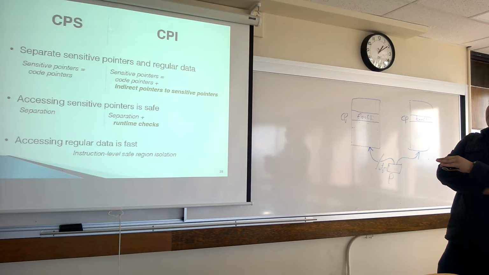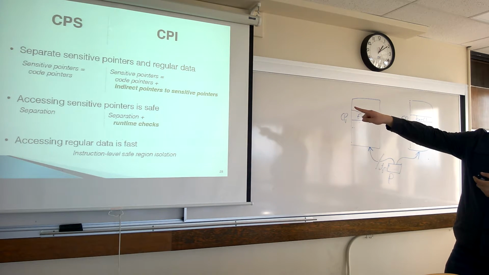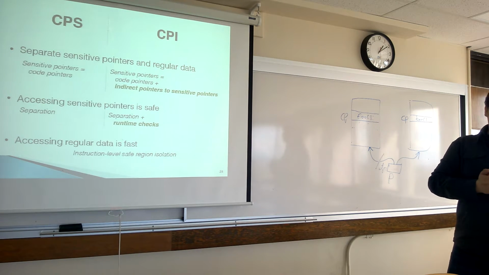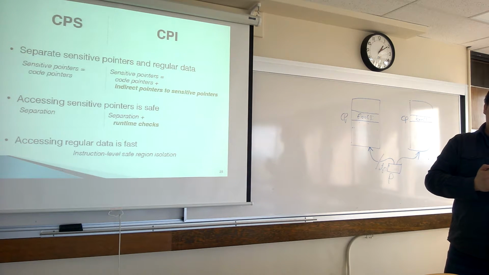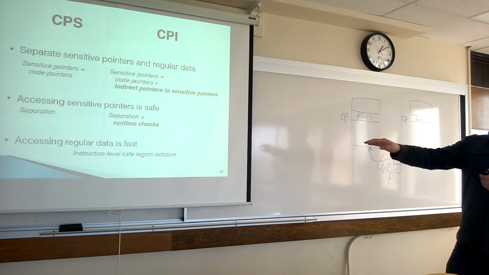So just a comparison of CPS and CPI again, we add in any sensitive pointers, so any indirect pointers that eventually point to sensitive pointers. So it doesn't have to be right at the offset, it's any time it can point at the code pointer. That's why we use static analysis to look through the whole program to see if at some point a pointer that just points to an integer for most of it eventually points to a code pointer. And then accessing the sensitive pointers, we make sure it's safe.